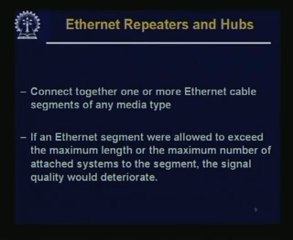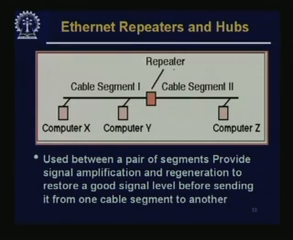So, a repeater or a hub connects together one or more Ethernet cable segments of any media type. If an Ethernet segment were allowed to exceed the maximum length or the maximum number of attached systems, the signal quality would deteriorate. So, you can see that you have cable segment 1 here, maybe this goes up to its maximum distance. There is a cable segment 2 again going up to the maximum distance, but we put this repeater in between so that we can increase the total distance that may be covered. These are the different computers connected to the cable.